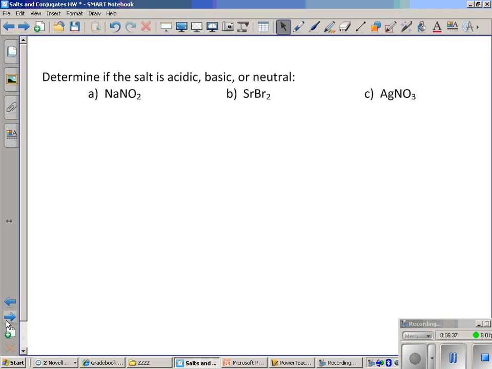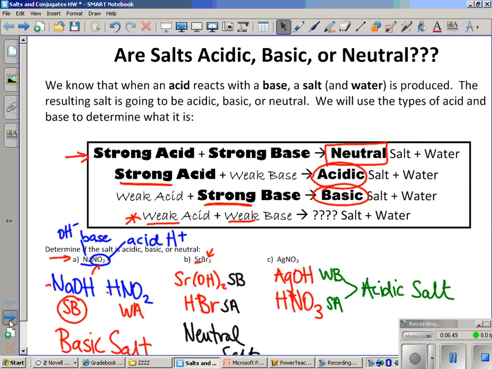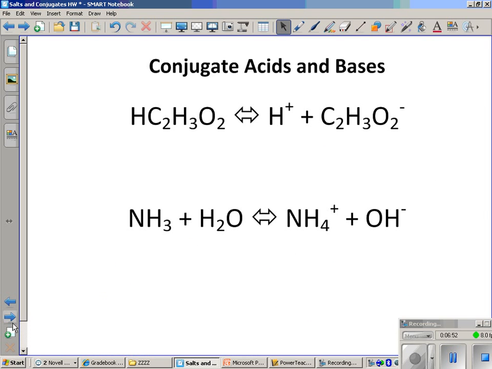Okay? All right, so let's go on to this slide. So determine if the following salts are acidic, basic, or neutral. Okay, those different ones. Those the same ones we just did? Oh yeah, never mind. I don't know why there's another slide. Okay, so let's go to conjugates.